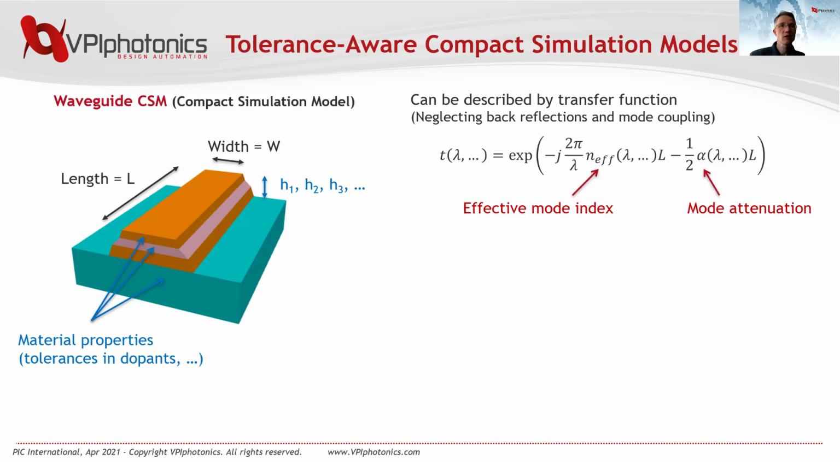Let's take a deeper look on how such tolerance-aware compact simulation modules are created. Taking the waveguide example, we can describe its characteristics by the transfer function shown here, assuming that back reflections and mode couplings are negligible. To calculate effective mode index and mode attenuation, we need to analyze the modes propagating in the cross-sections. For this, we need additional information such as the heights of all layers and refractive indexes.